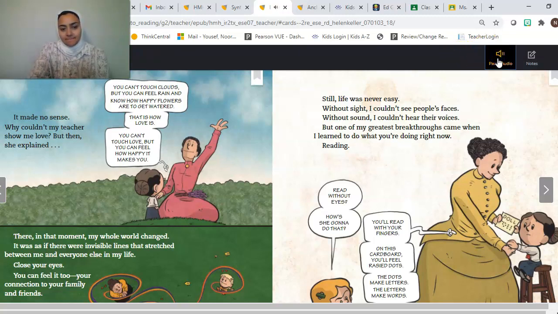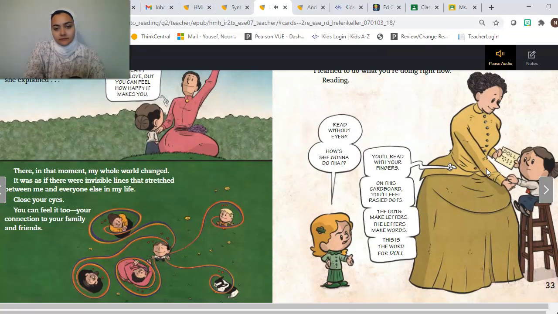Life was never easy. Without sight, I couldn't see people's faces. Without sound, I couldn't hear their voices. But one of my greatest breakthroughs came when I learned to do what you're doing right now. Reading.